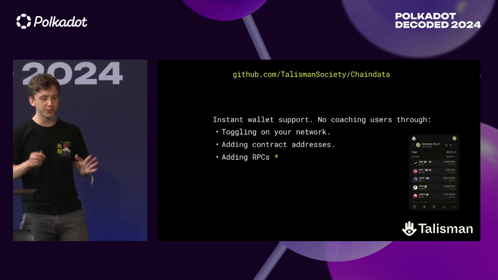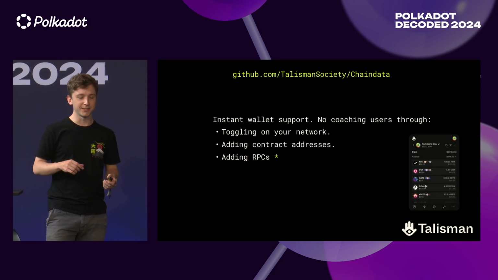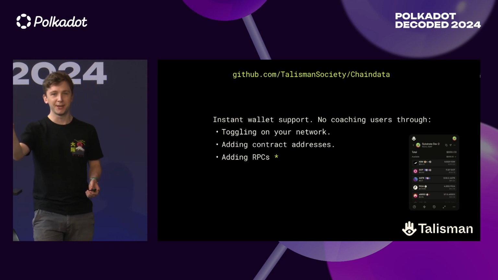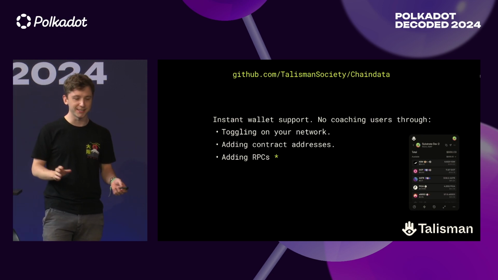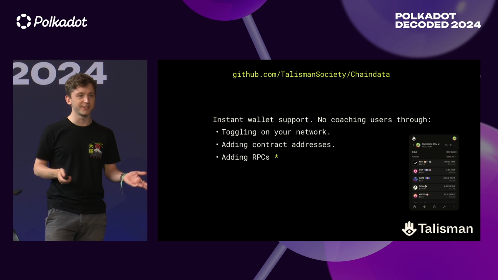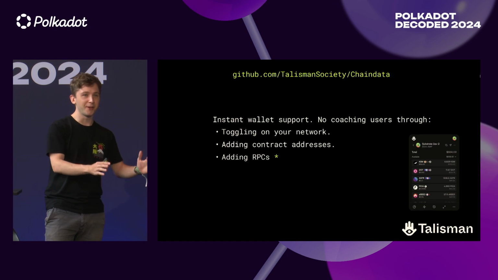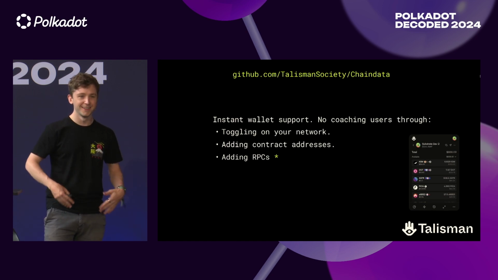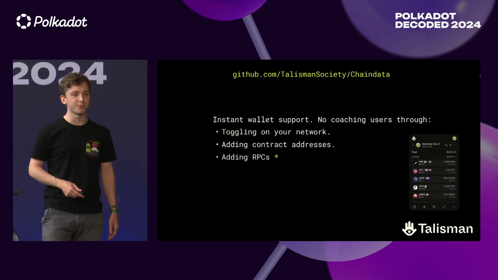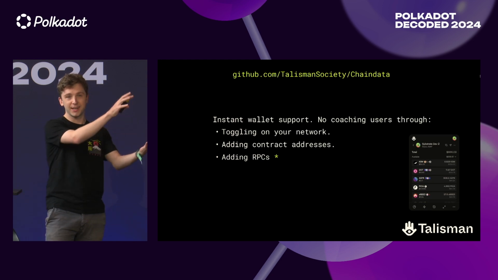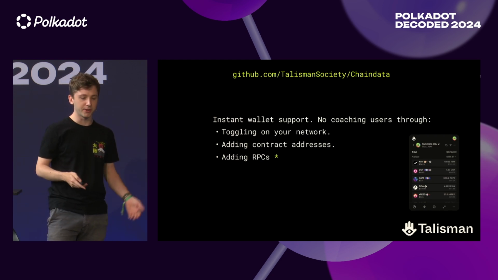So there's no coaching your users through having to go to Talisman and switch on the network. It's going to work by default if it's in chain data. You don't need to add the contract addresses if you're an EVM chain or a smart contract chain, because you put it in chain data, every single one of your users will have it if they're a Talisman user. There's no onboarding them into your protocol by getting them to perform all of these tasks and program the wallet. It'll work out of the box.